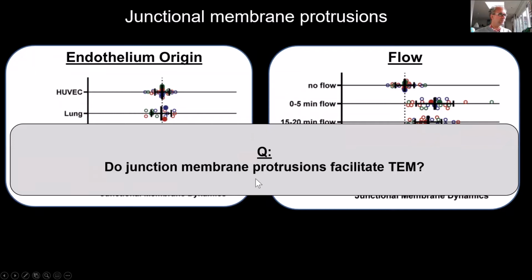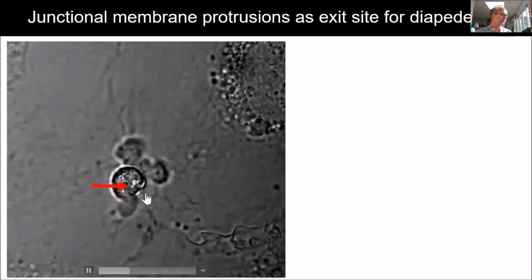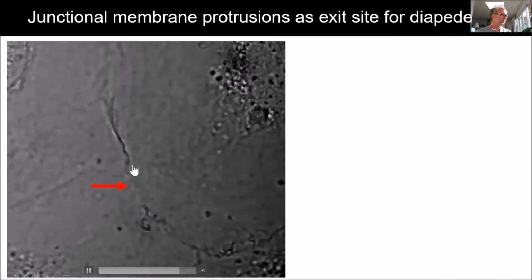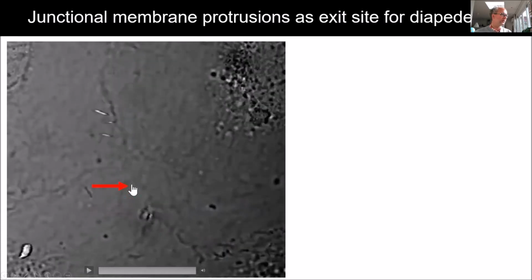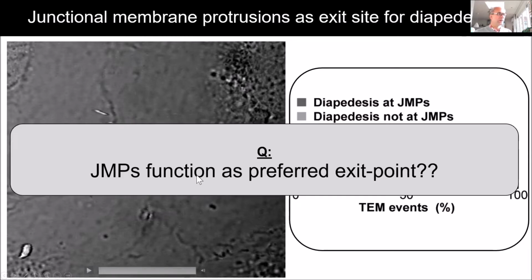So do junction membrane protrusions then facilitate transendothelial migration? Again, we looked at many of these movies, and this neutrophil you can already see preferred to cross the endothelial monolayer at these sites where typically these membrane protrusions were at. And indeed, about 75 to 80% of all neutrophils preferred to cross the endothelial cells at junction membrane protrusions. A clear preference for these sites.